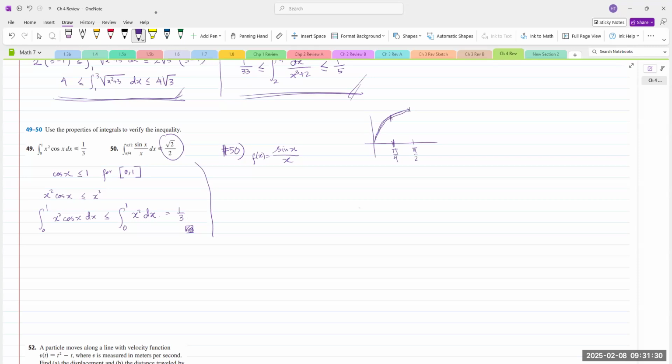But x is also increasing. That's the thing. Both of the slopes are increasing, so we don't really know which one increases faster at what point. So for that, let's do the derivative. Okay, f prime of x will be, this is x squared here, cosine x times x minus sine x times the derivative of x. Okay, so that's what we have. And if I set this equal to 0, I will get x cosine x equals sine x.